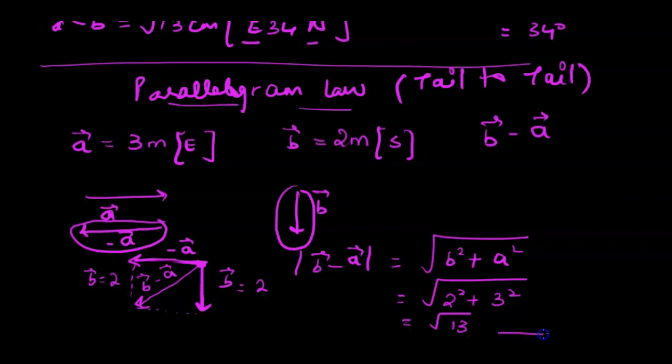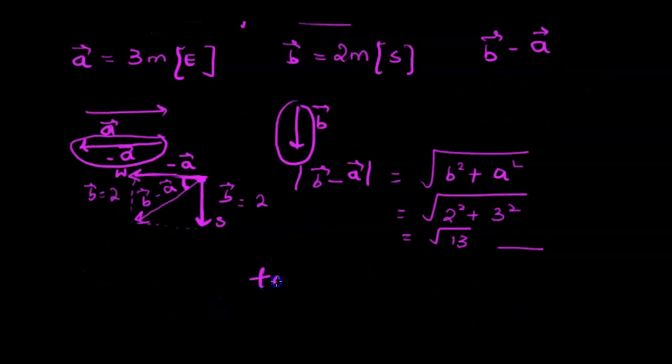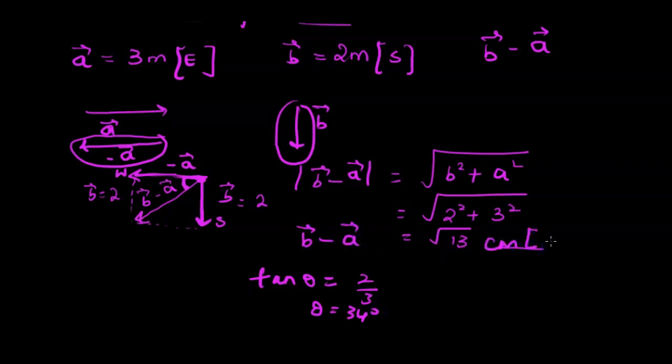The only thing that is going to differ is the direction, and the direction is now going to be between west and south. We would use the same tan theta formula. So tan theta is equal to 2 over 3, where theta is going to be 34 degrees. So now B minus A would be represented as square root 13 centimeters, and the direction is theta joined west 34 degrees south. And we see here, because A was flipped, the direction of A is flipped. The direction of B stays the same.